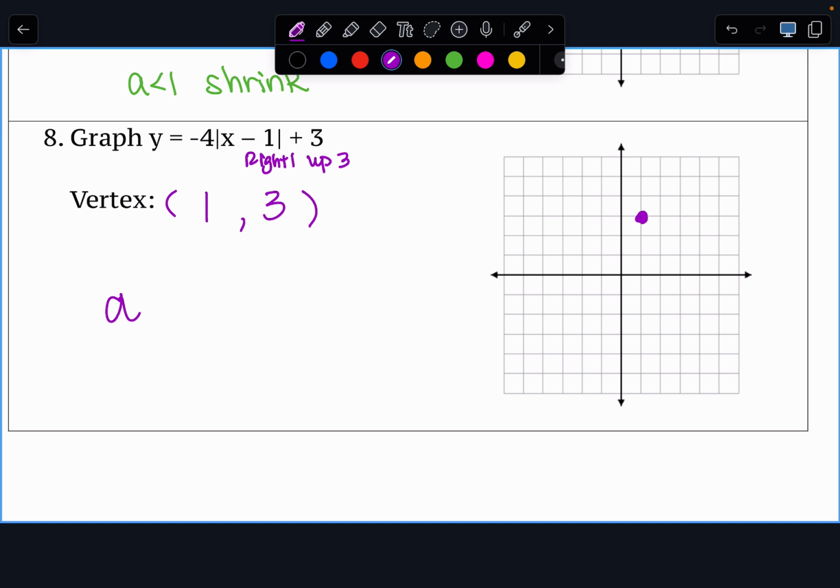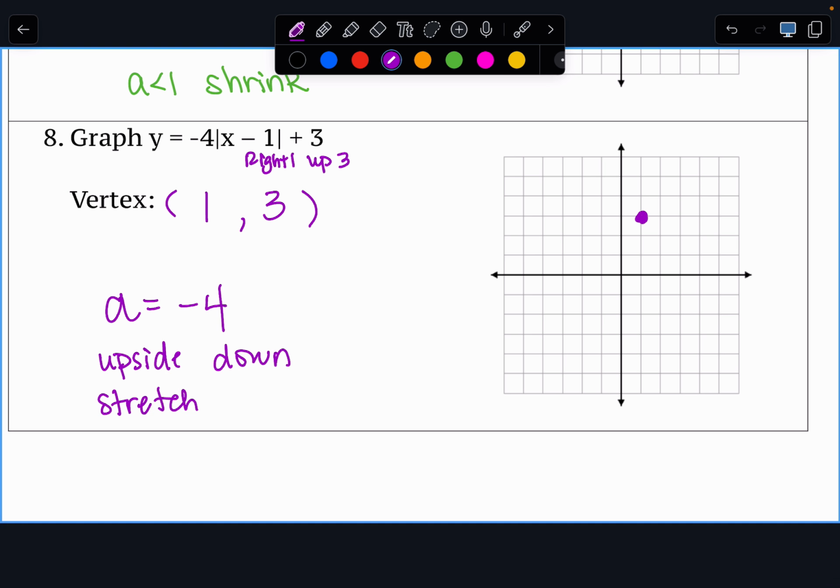What is our A value? Okay. So, first of all, it's upside down. Second of all, it's being stretched because the 4 is bigger than 1. So this is going to be a really skinny upside down V.